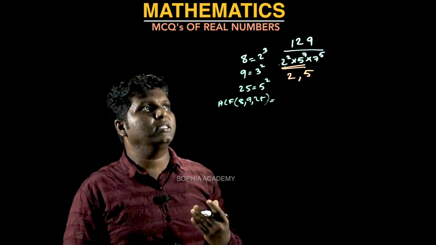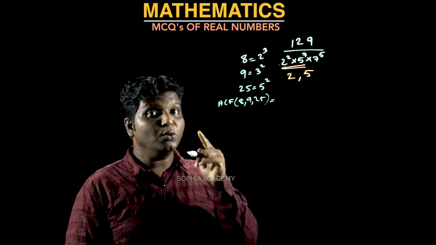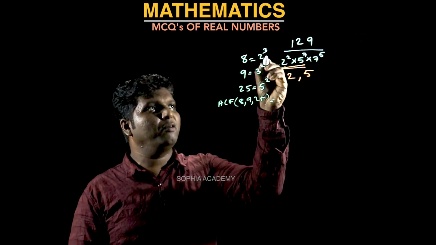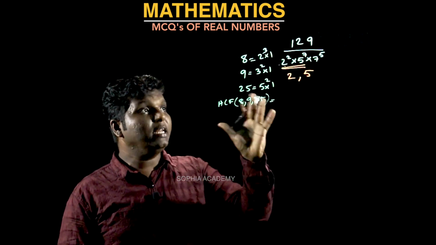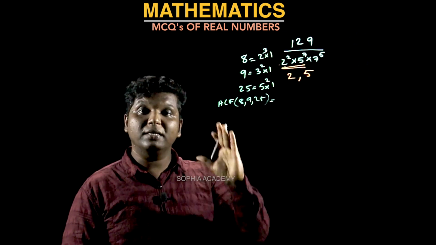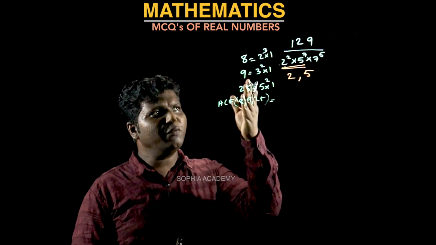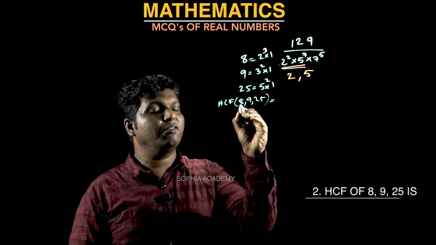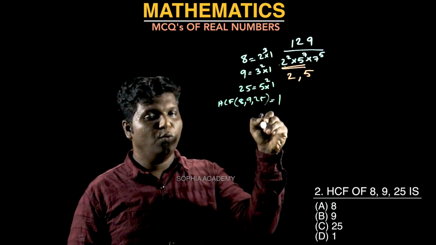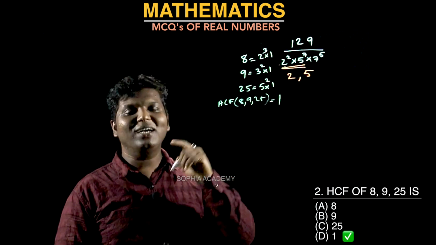But obviously here you can see there are no common factors. In this case, as there is no common factor, we can introduce 1 in every case, right? Because any number multiplied by 1 is the same number itself. So we can say 1 will be common. As 1 is common, definitely we will say the HCF of 8, 9, and 25 is 1 itself. So option number 4, 1, is the answer.